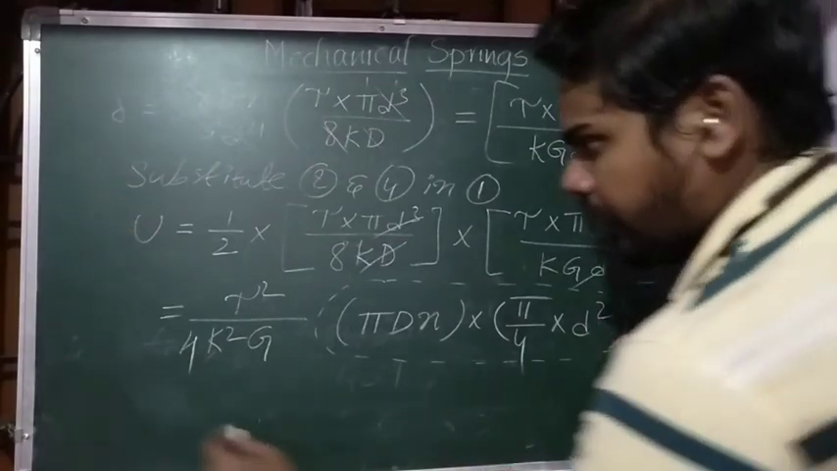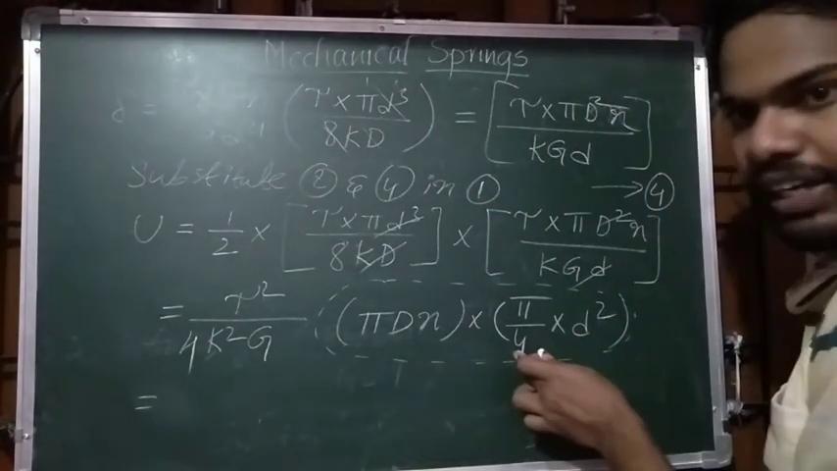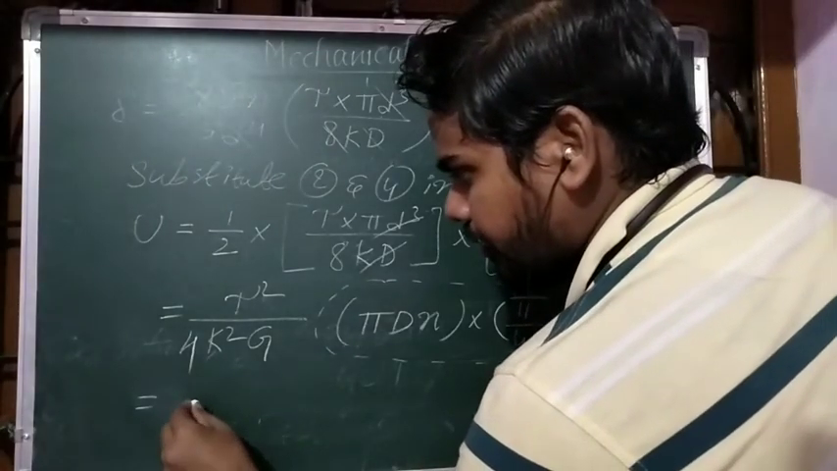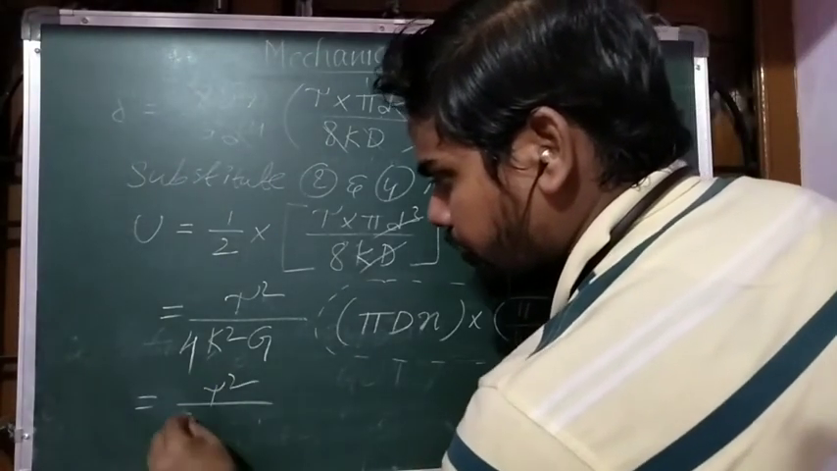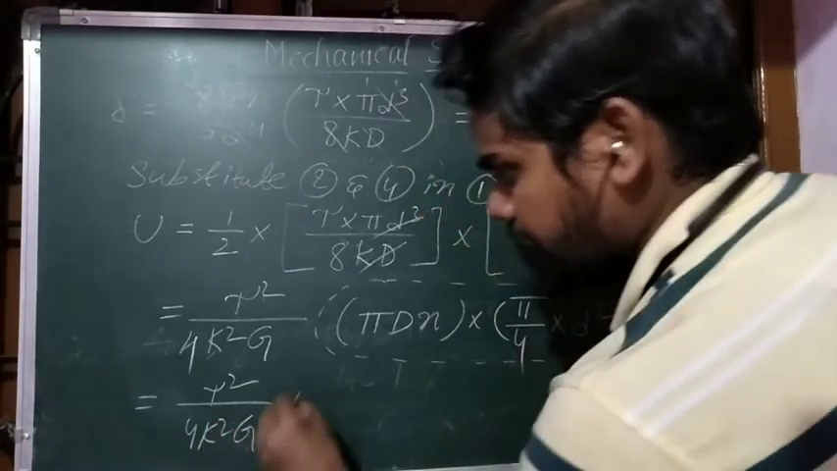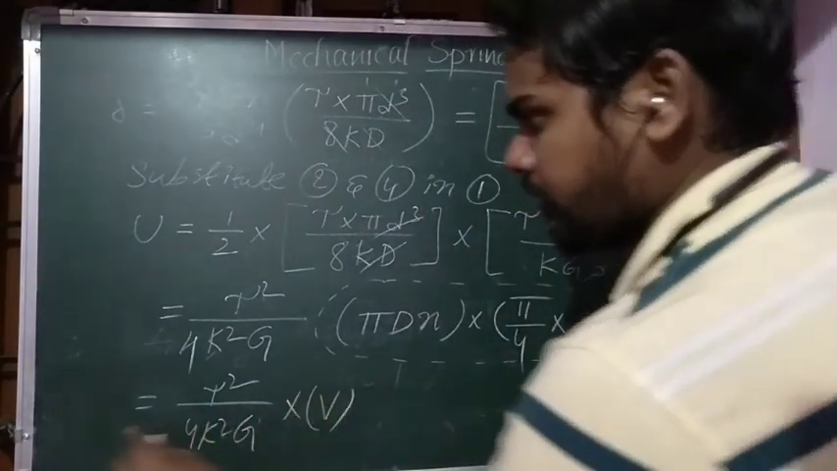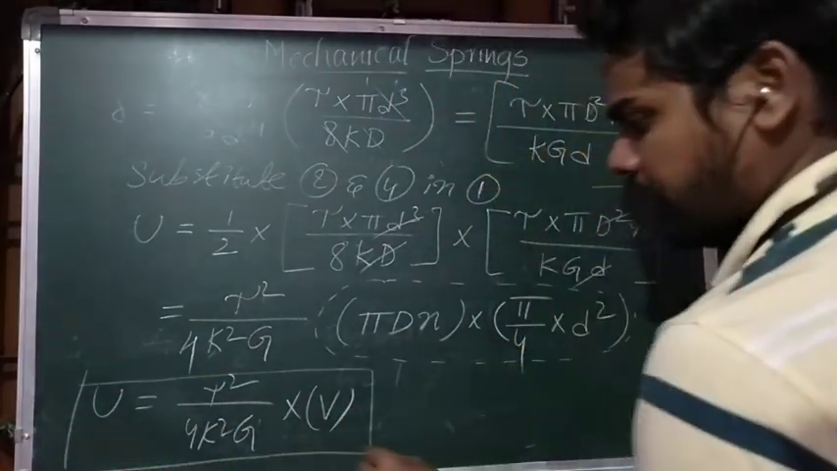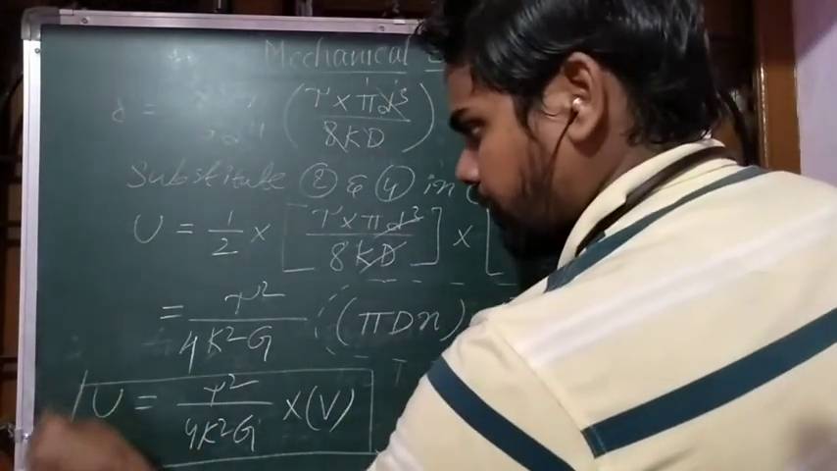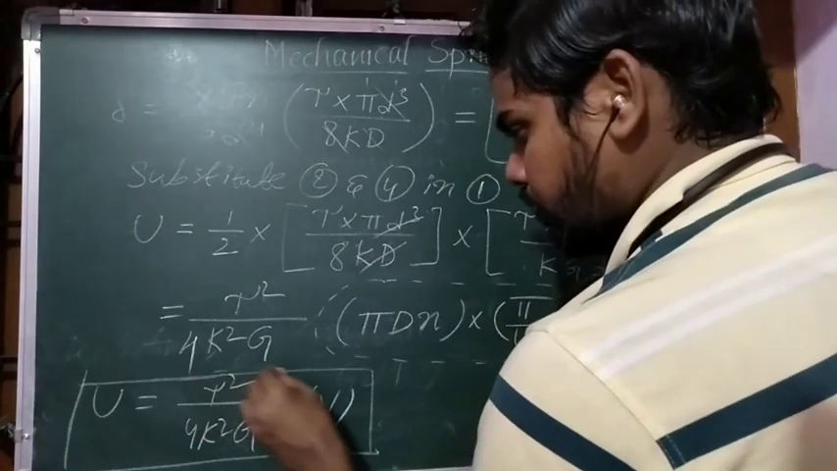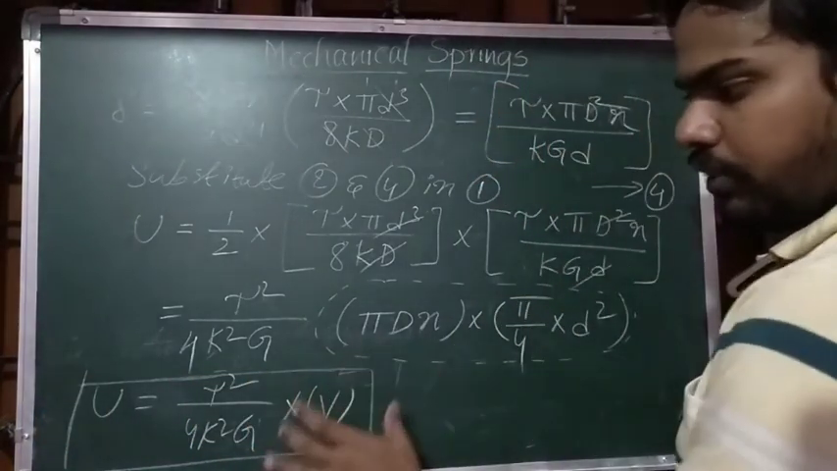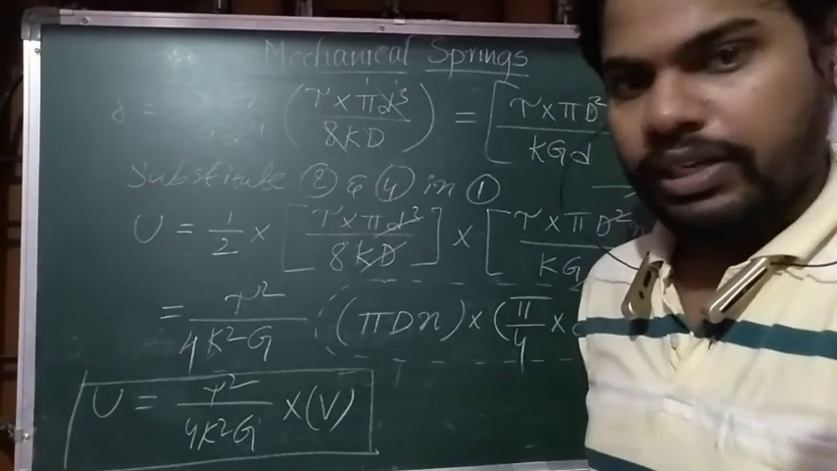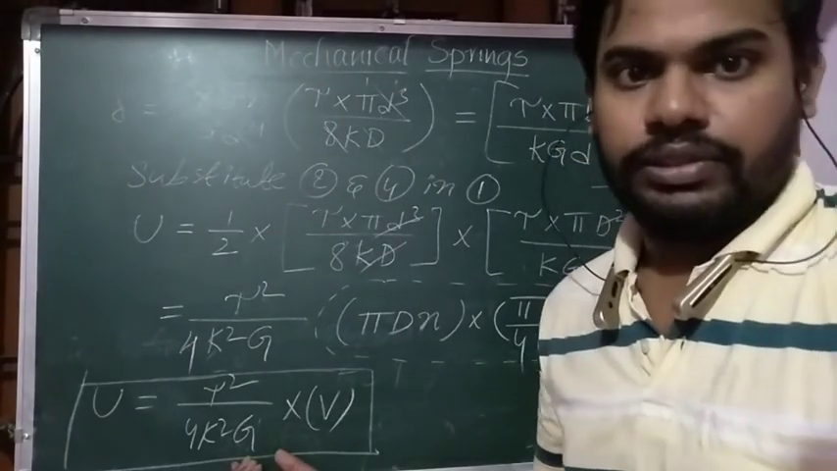Length into area becomes the volume of the spring wire. Then it becomes tau square by 4k square G into the volume of the spring wire. This is the final relation for the energy stored by a helical compression spring. Next we will do some numericals on this topic.